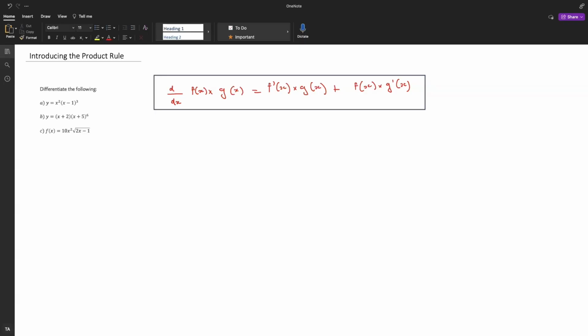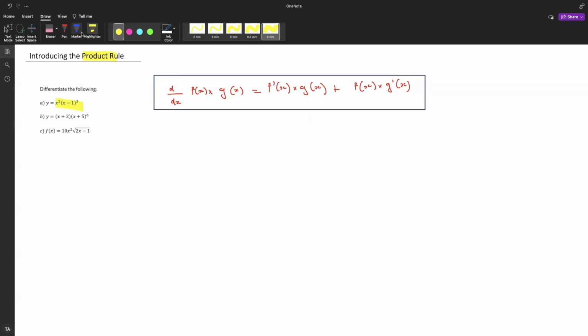So this is the next big rule under differentiation, and we call this the product rule. As the name suggests, we use this rule when we are trying to differentiate a function which is basically the multiplication of two individual functions, right? For example, you have something like this here.